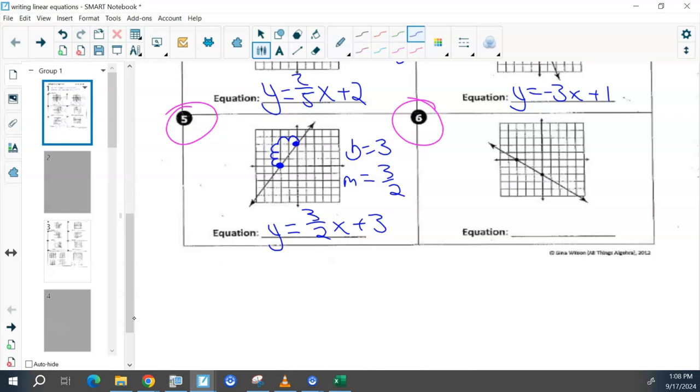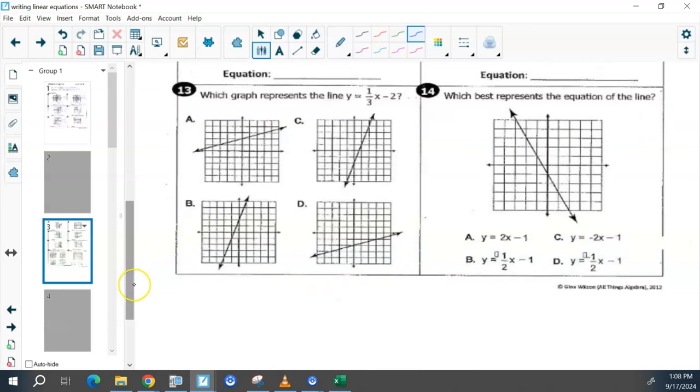Okay. Look at the back, numbers 7 through 12. They're similar, but do we have any of those we want to see you go over and have questions about? Do we have any questions on number 7 through 12? We're going to do 13 and 14 on this page.